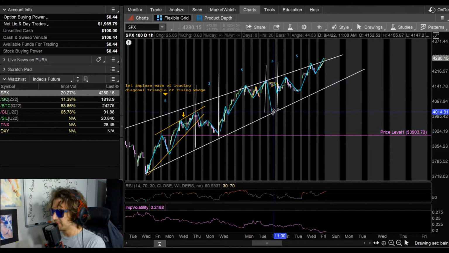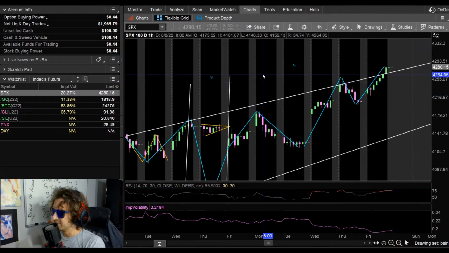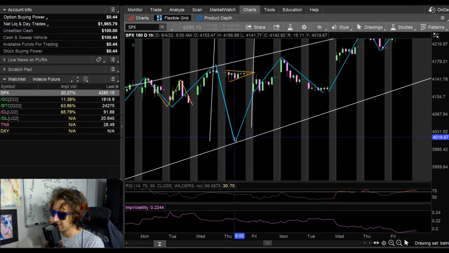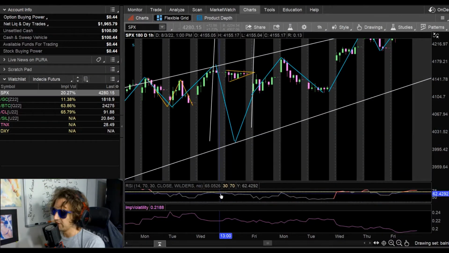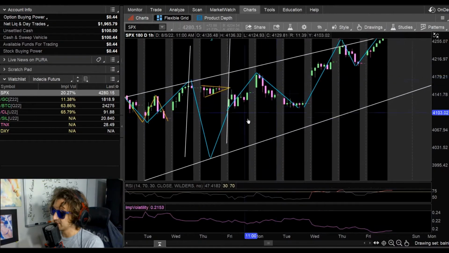And then the next motive wave would have started down here, right? Do you see how I'm connecting those lines now? Ideally, this is what it would have looked like in a leading diagonal triangle. And that would have brought the RSI back down and the implied volatility back down. And then the implied volatility could have started to rise maybe as the price continued to rise as well.